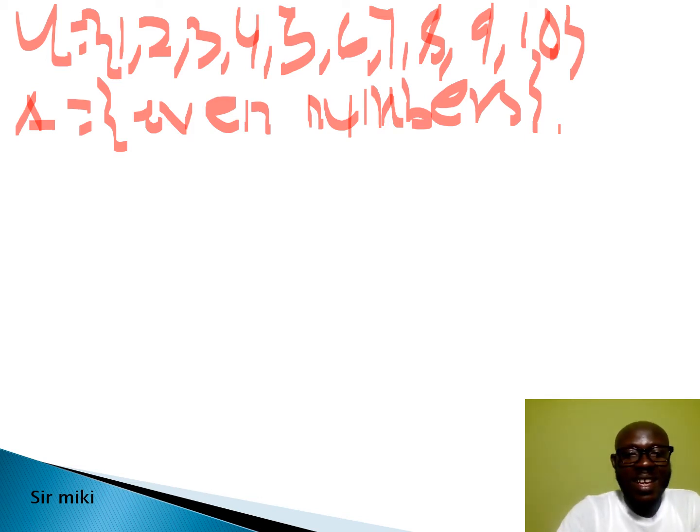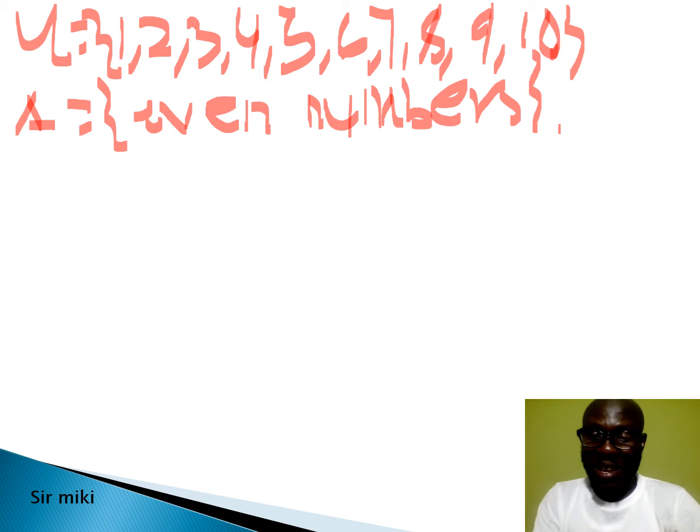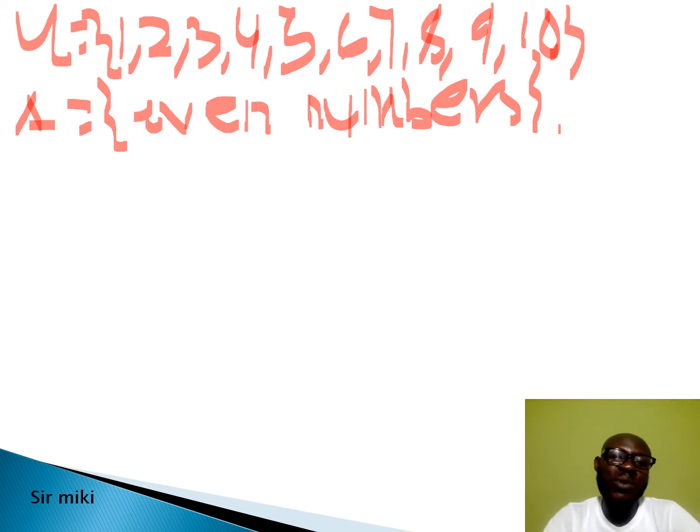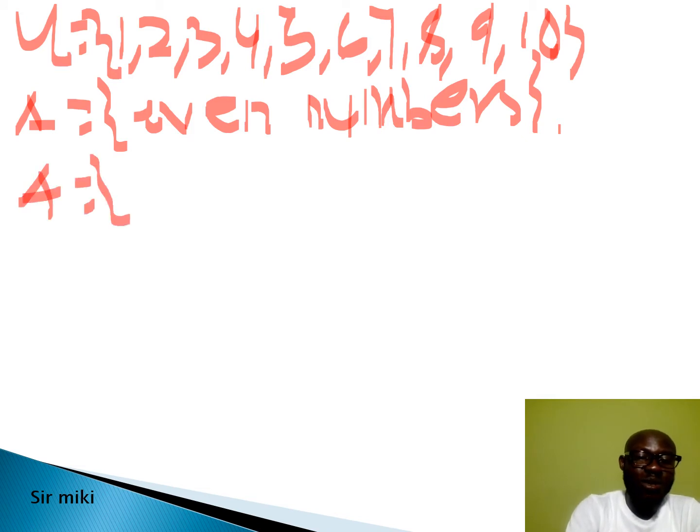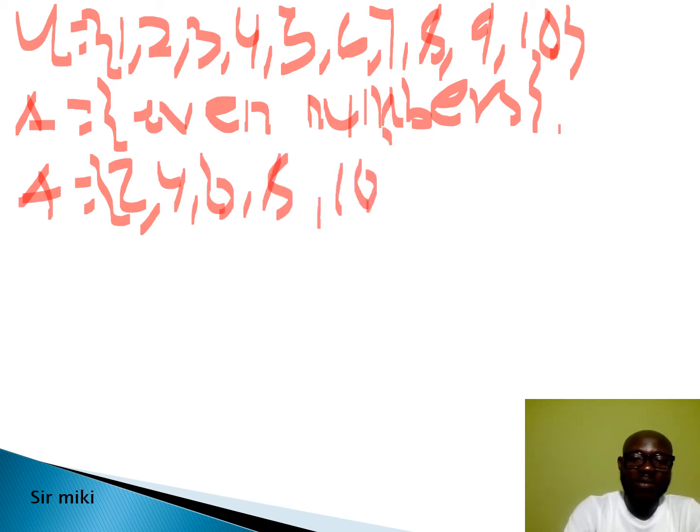Alright, now if A becomes a subset of U, that means we can list the elements of A, because we said that the definition of a set is objects of the same kind, objects with a common property. That becomes a set. So set A says even numbers. Now if A becomes a subset of set U, then we can list the elements of set A. So A will give us 2, 4, 6, 8, 10.